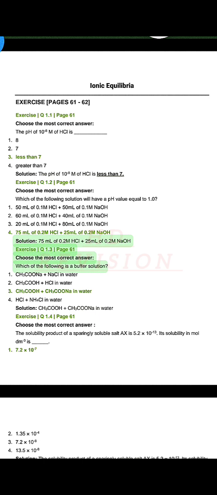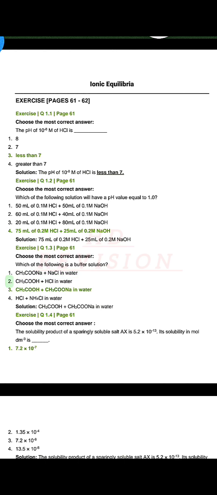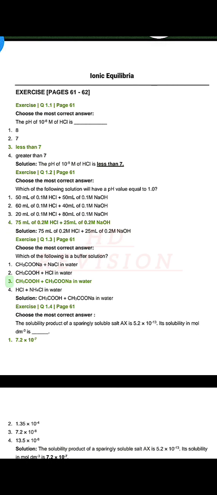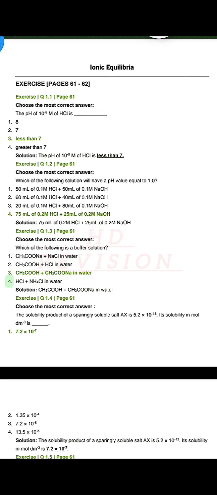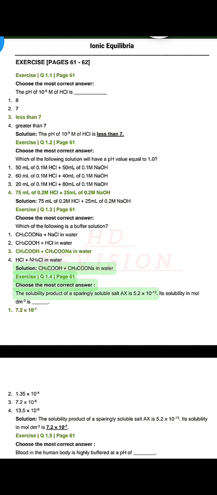Exercise Q1.3 page 61. Choose the most correct answer. Which of the following is a buffer solution? 1. CH3COONa plus NaCl in water. 2. CH3COOH plus HCl in water. 3. CH3COOH plus CH3COONa in water. 4. HCl plus NH4Cl in water. Solution. CH3COOH plus CH3COONa in water.